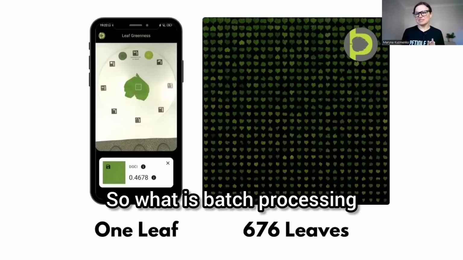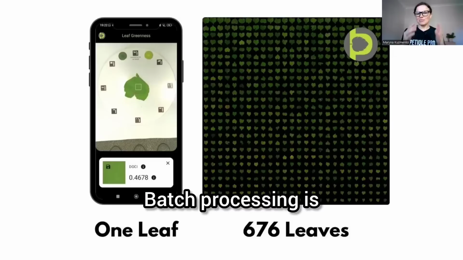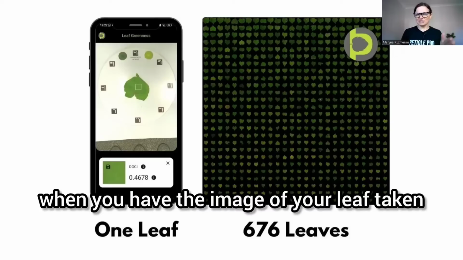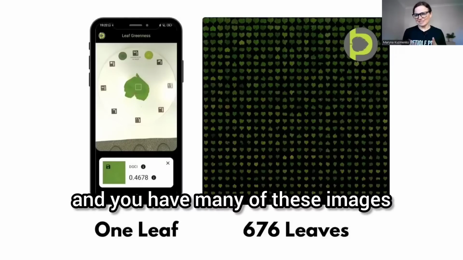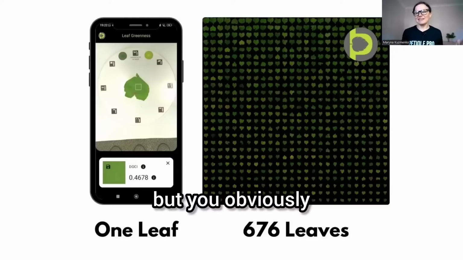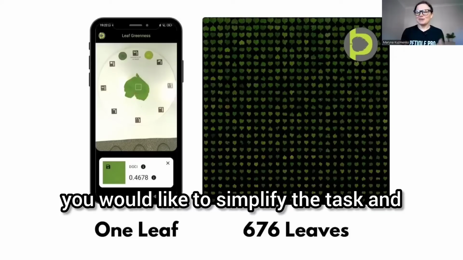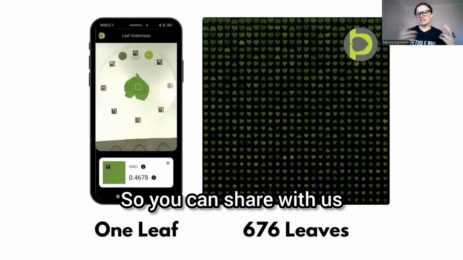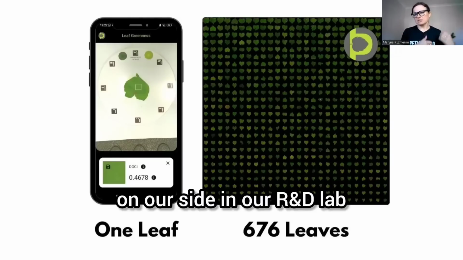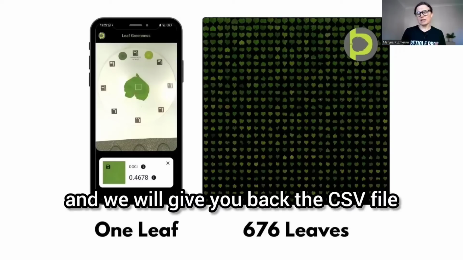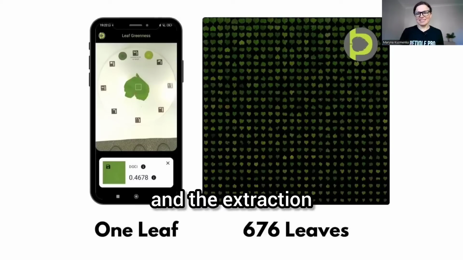So what is batch processing? Batch processing is when you have images of your leaves taken with the PTL Pro calibrating plate, and you have many of these images, but you would like to simplify the task and get the numbers quicker. So you can share these images with us, and we will do all the calculations on our side in our R&D lab, and we will give you back the CSV file and the extraction.